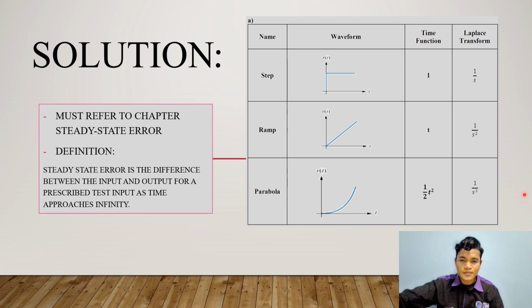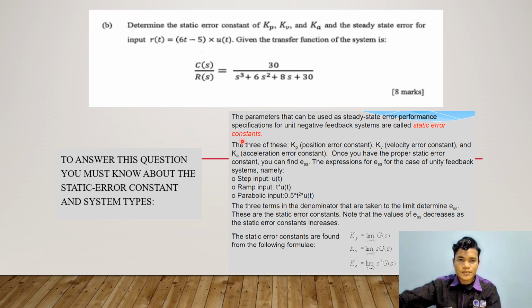Okay, next question. Determine the static error constants Kp, Kv, and Ka, and the steady state error for input r(t) equals 6t minus 5 times u(t), given the transfer function of the system. This is the transfer function. To answer this question, you must know about the static error constants and system types.